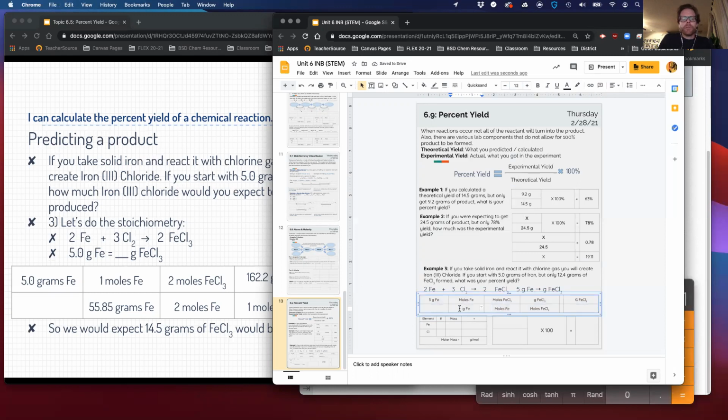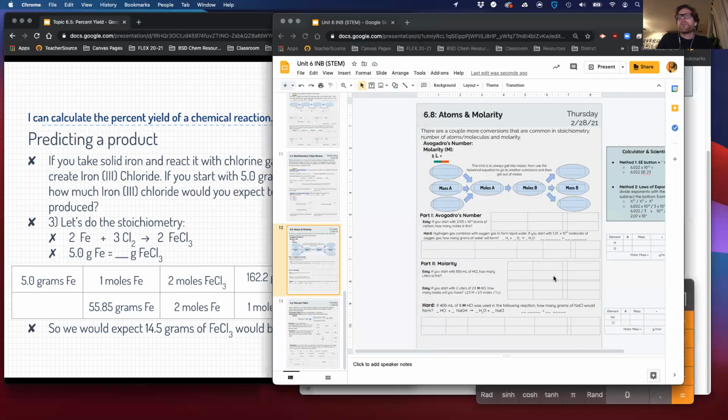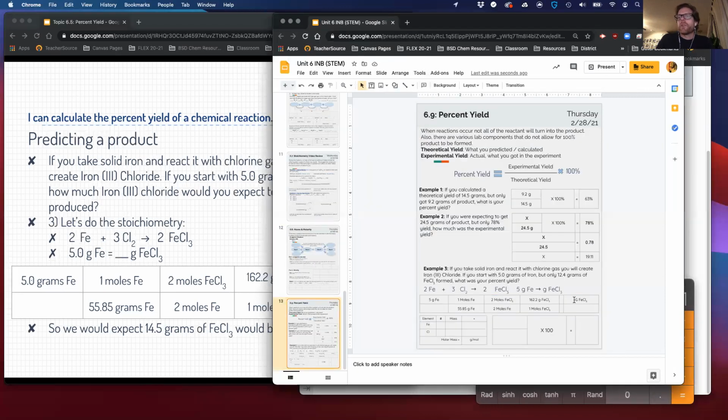My molar mass of iron just by itself is 55.85. My moles of iron is 1. It's a 2-to-2 ratio. And my little side hustle I'd have to do on the side is 162.2 grams for every 1 mole. And when you calculate this all out, 5 times 1 times 2 times 162.2, then divided by 55.85, divided by 2, I get 14.5 grams of FeCl3. That right there is my theoretical yield. That's what I should get if 100% of everything worked out perfectly, right?